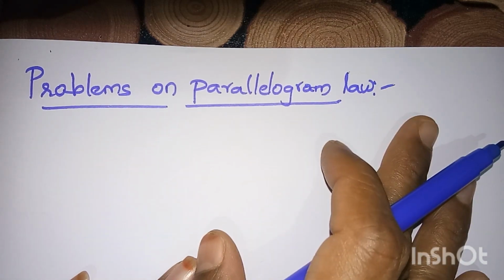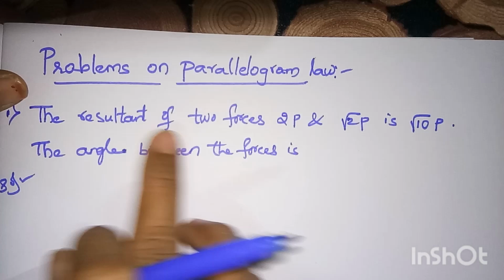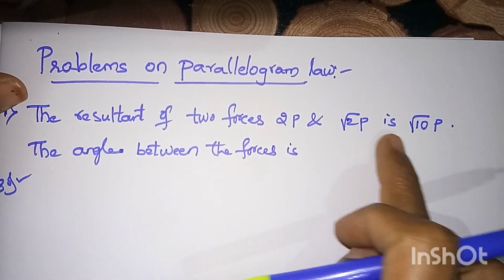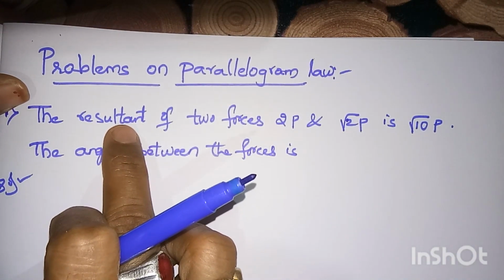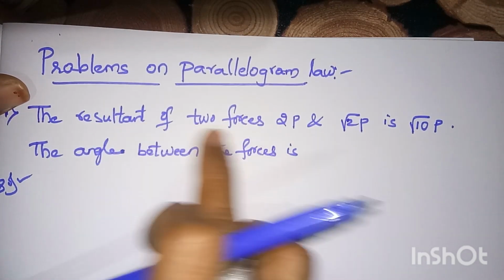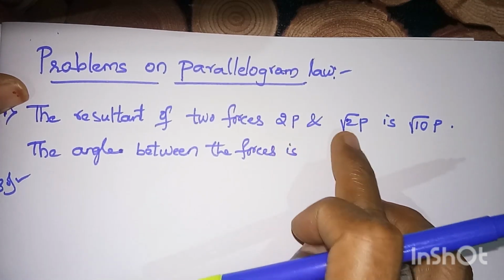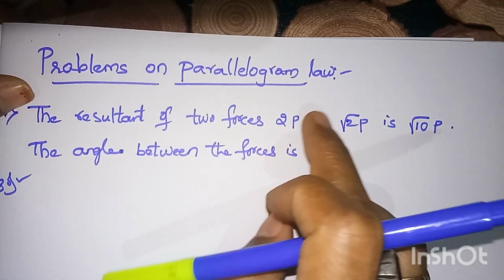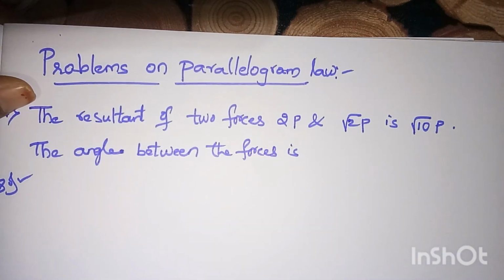Today we are going to discuss some problems based on parallelogram law. So first problem: the resultant of two forces 2p and root 2p is root 10p. They have given the resultant of two forces, and they ask us to find the angle between the two forces.